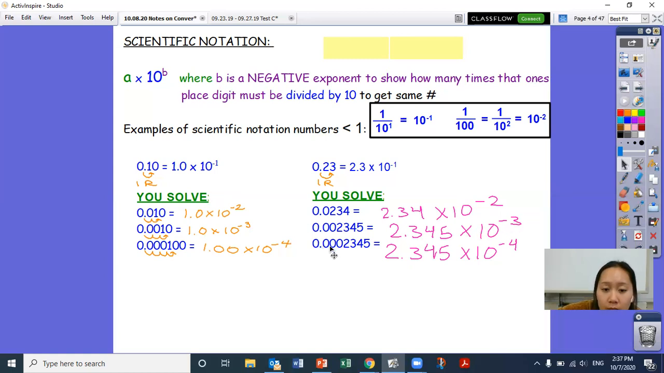Same down here, you're going to move it 1, 2, 3, 4 to get it behind the 2. So 2.345 times 10 to the negative 4. As you can see, the only difference between these two numbers is that extra 0 after the decimal and before the non-zero numbers here. And therefore, these bases are the same, but their exponents are different. And I want you to keep in mind that 0.0002345 is still the exact same number as 2.345 times 10 to the negative 4. It's just in a different format. That's it.